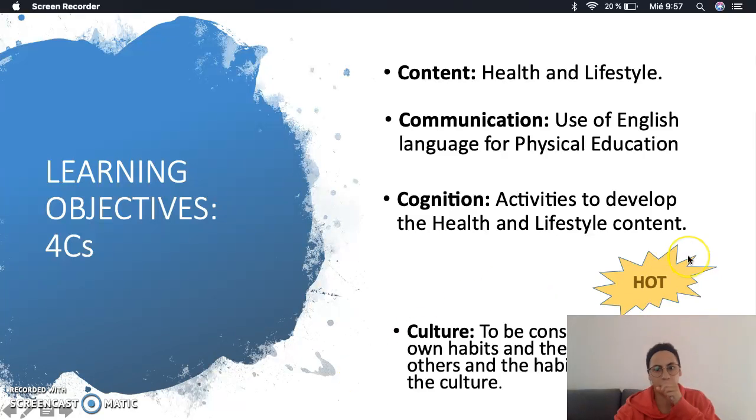Okay, with the last C, we really see how we can improve our lifestyle and how this will affect society and our lives, as we can compare the habits of different people. So with this C, we allow the students to be conscious about their own habits and the habits of others, or even the habits in a different part of the world. So we talk about the culture, for example, the habits that people in China have.